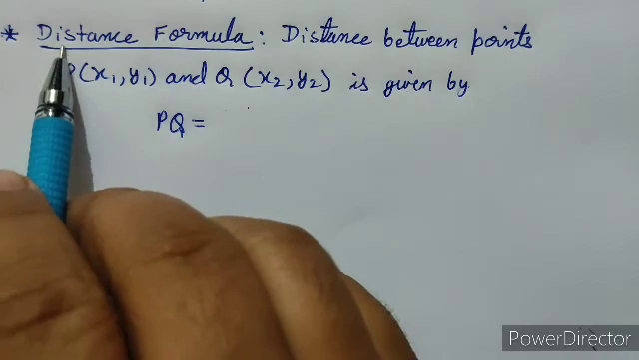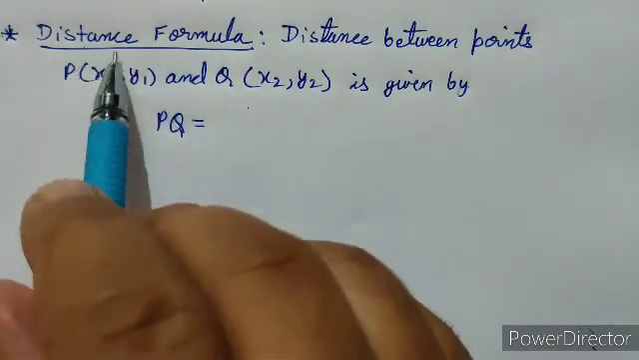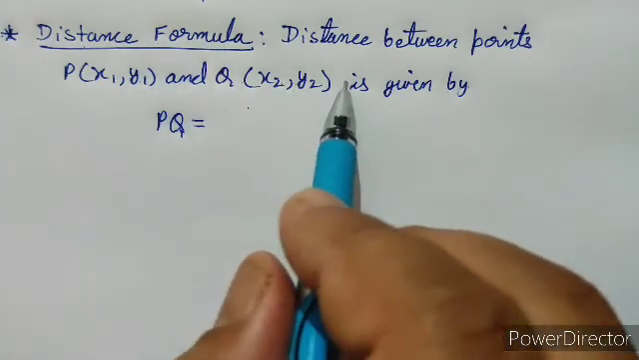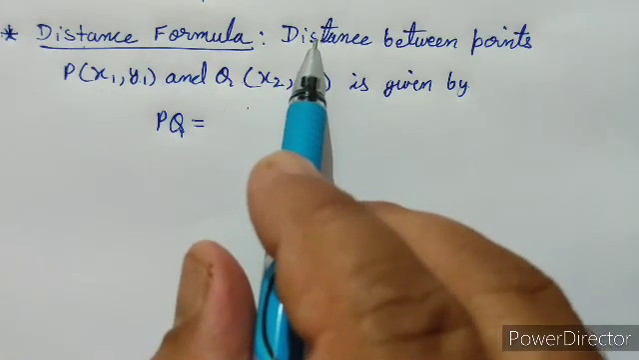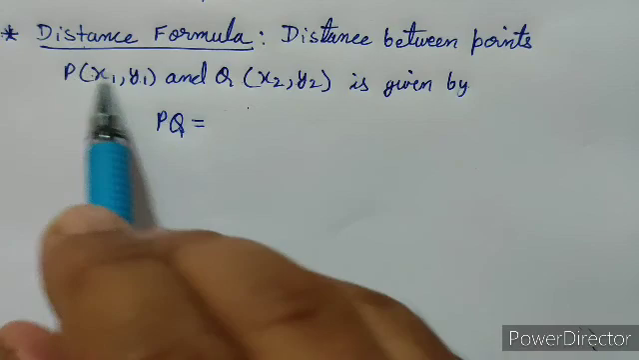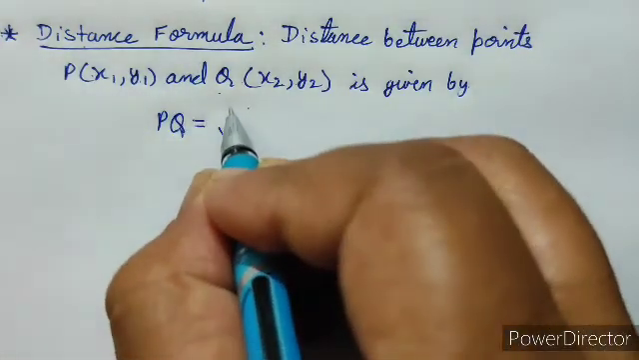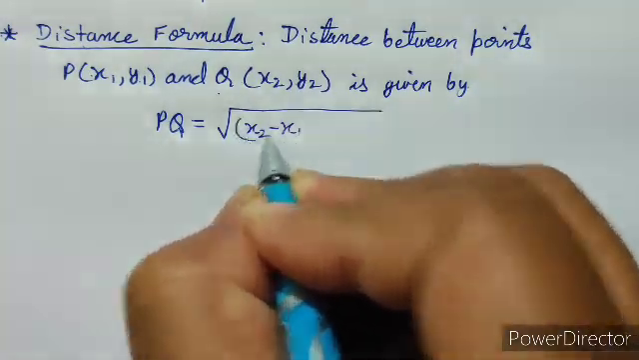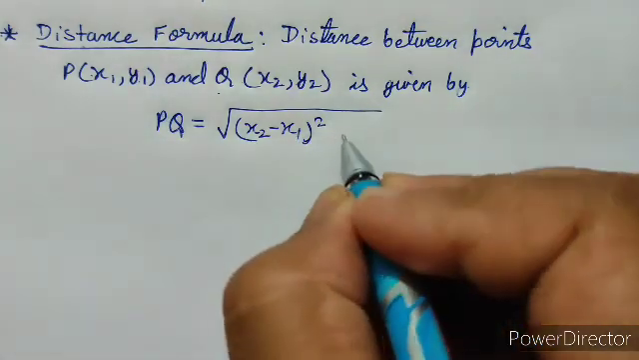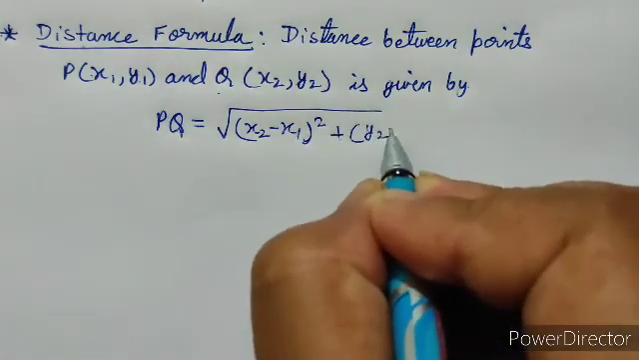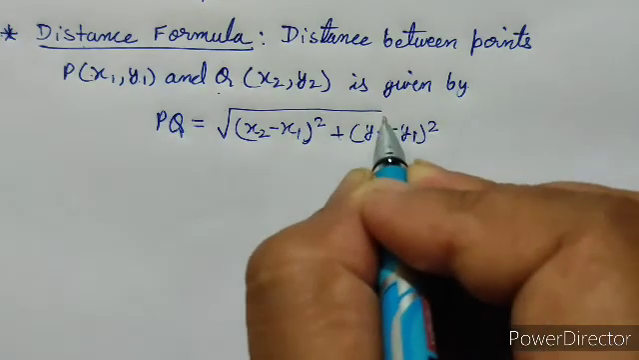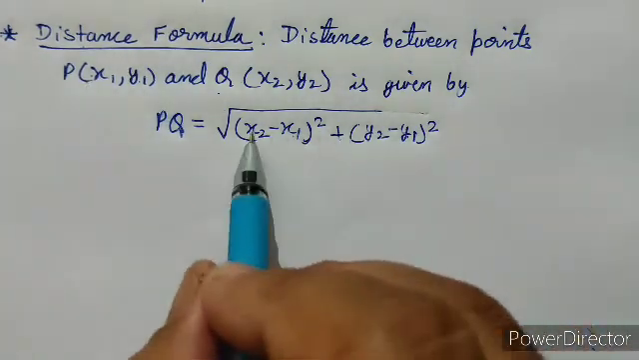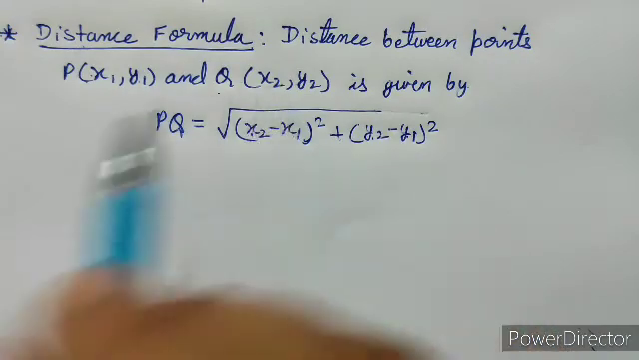Now how to find the distance between two points? The distance between 2 points P(x1, y1) and Q(x2, y2), or you can say the length of the line segment PQ, is given by PQ equal to root of (x2 minus x1) whole square plus (y2 minus y1) whole square, where x1 and y1 are the coordinates of point P and x2 and y2 are the coordinates of point Q.